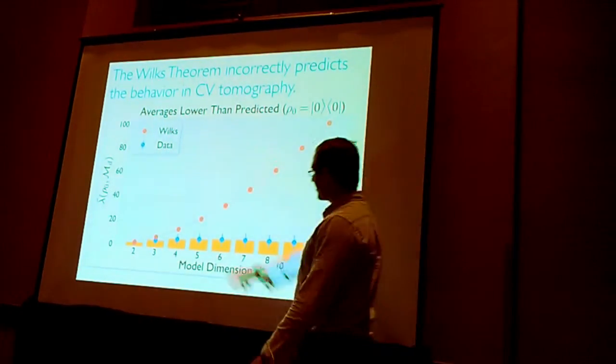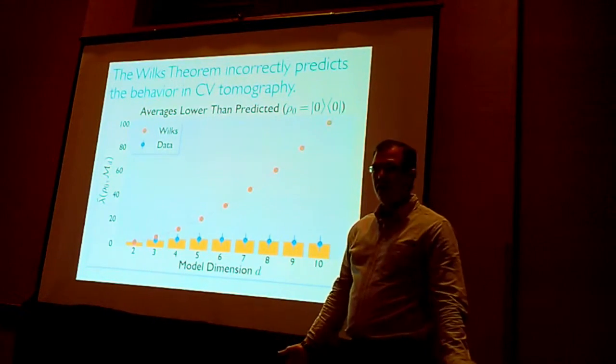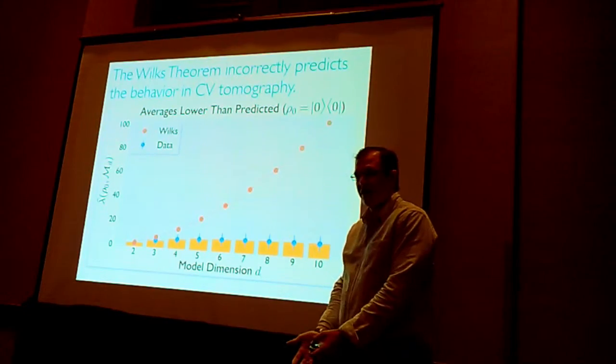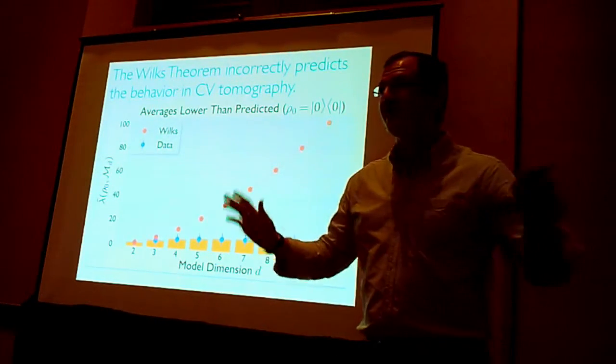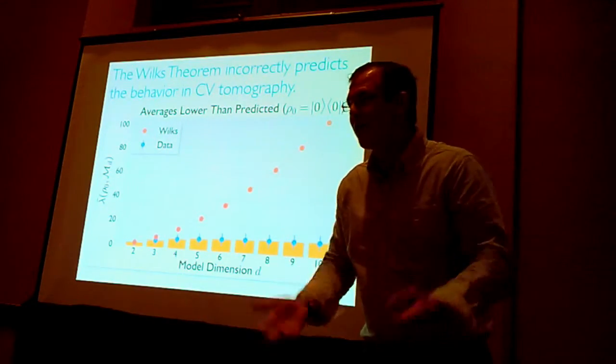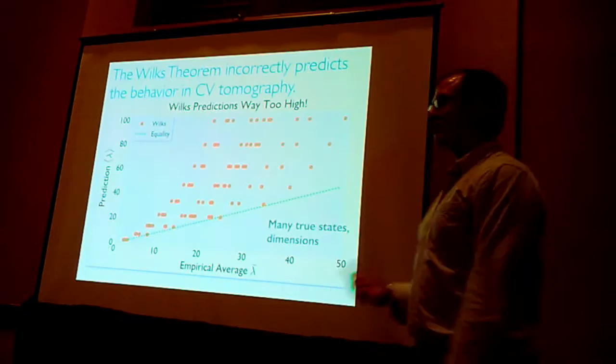You get something that looks like this. It grows quadratically. What the hell? This does not make any sense. You might say, okay, well maybe it's just this vacuum state, right? It's a special state. It's actually a state that's contained within the POVM. Well, we simulated many true states in many model dimensions.